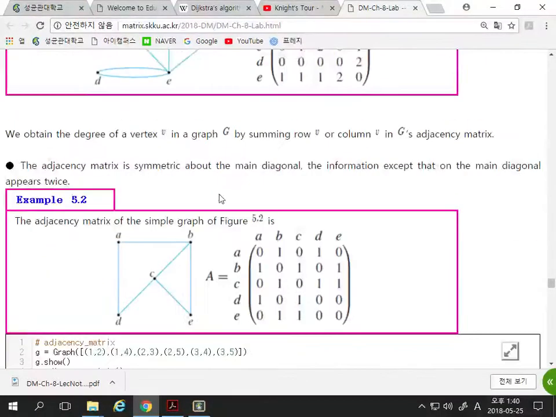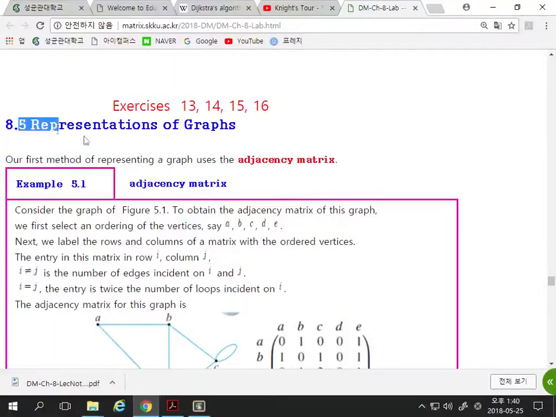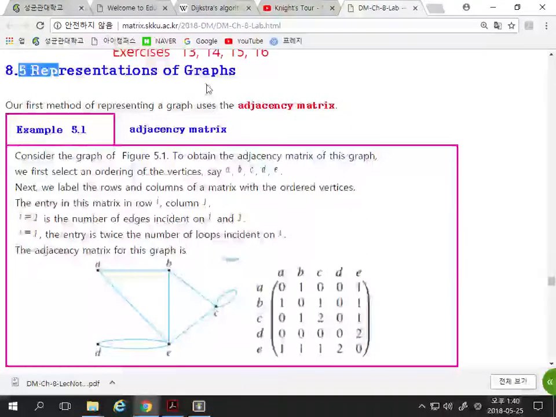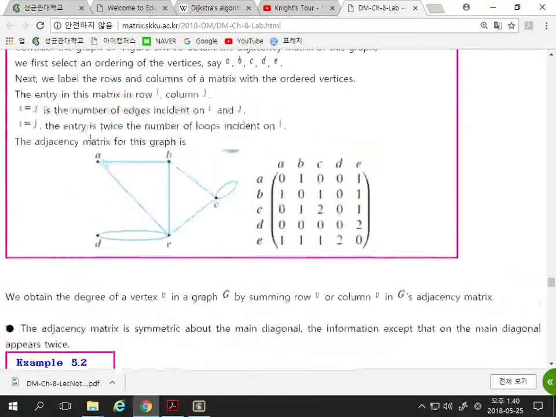But now I showed all the rest. For here, in section 8.5, we will learn the representation of graphs, matrix representation of graphs. For a given graph, the adjacency matrix is defined in this way.